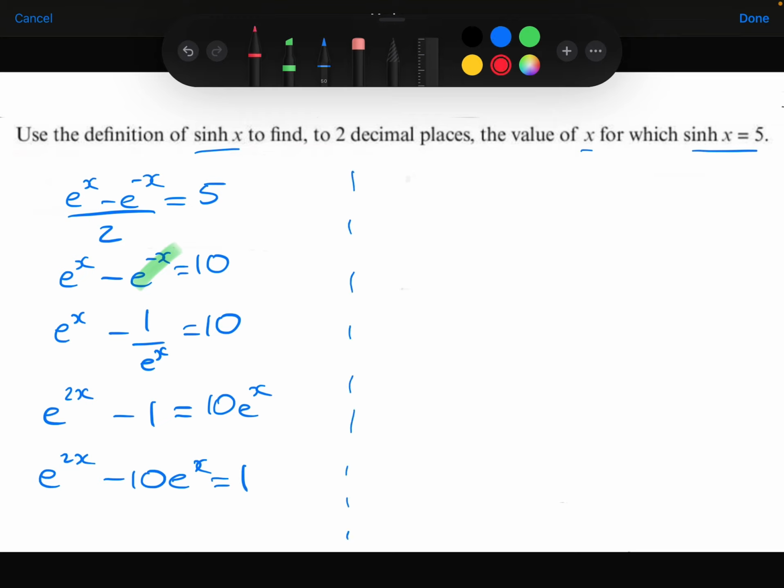So I'm going to make a substitution. I'm going to say let t equals e to the x, because then t squared would be e to the 2x. So that's going to give me the equation t squared minus 10t minus 1 equals 0, which then allows me to see, solving that either by using your calculator or completing the square, t is going to be 5 plus or minus root 26.